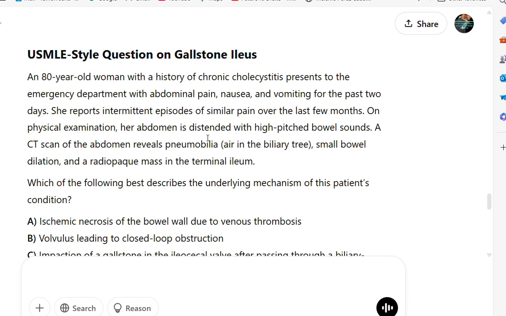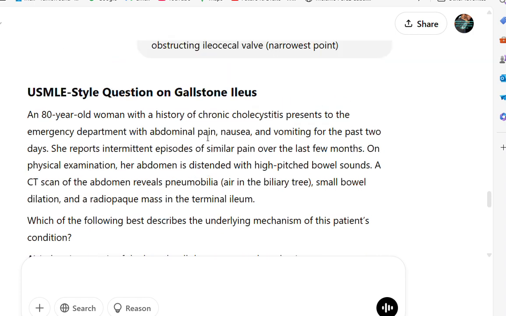On physical examination, her abdomen is distended with high-pitched bowel sounds. A CT scan of the abdomen reveals pneumobilia, air in the biliary tree, small bowel dilation, and a radiopaque mass in the terminal ileum. Which of the following best describes the underlying mechanism of this patient's condition?